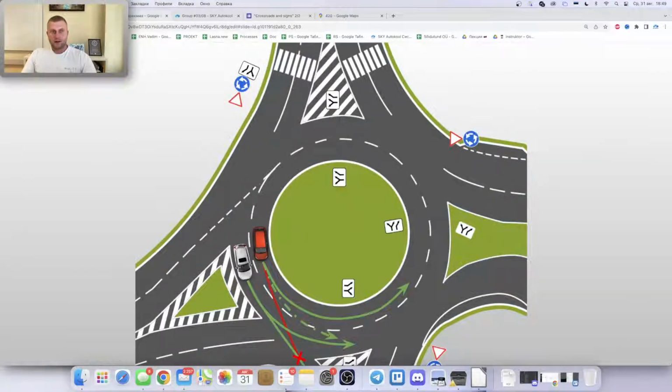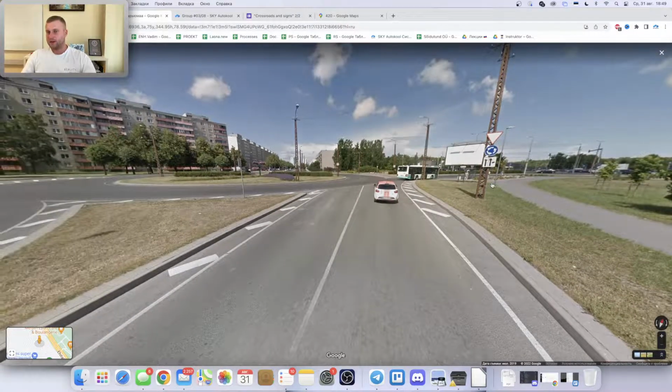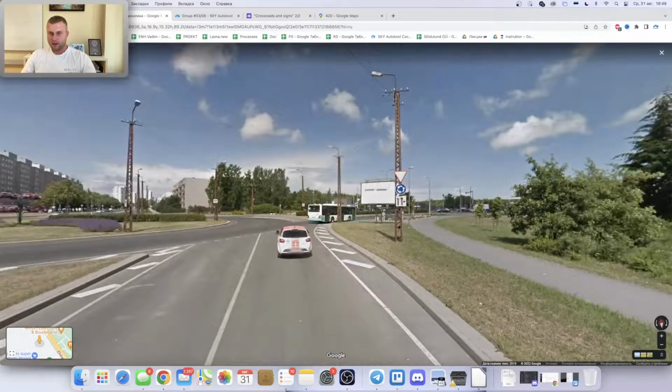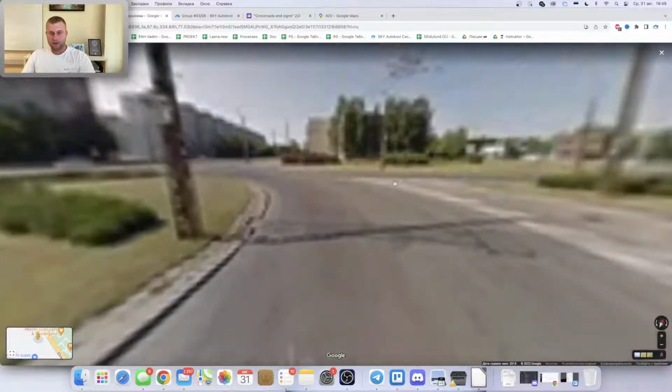Let's check it in real life. So the same sign in the beginning. It's quite damaged, but okay. Anyway, if you know that you need to make first or second exit, by default, stay in the right lane. That's it. Like this studying car. You will never get missed. Actually, you will. I will show you one tricky place on this roundabout. Actually, you will be very confused.